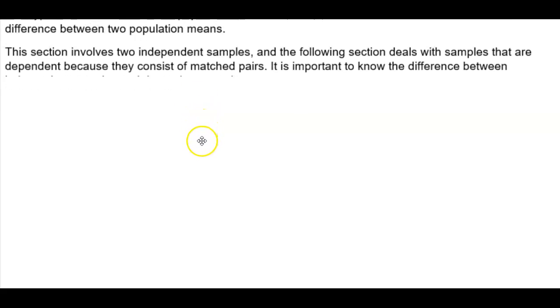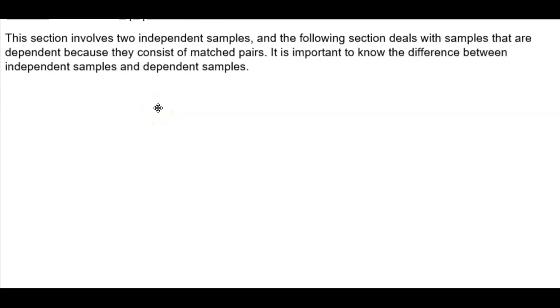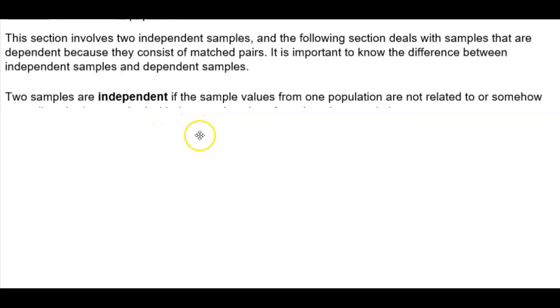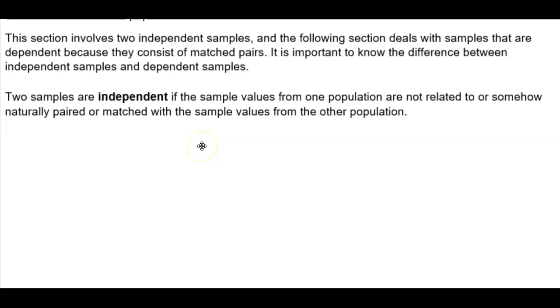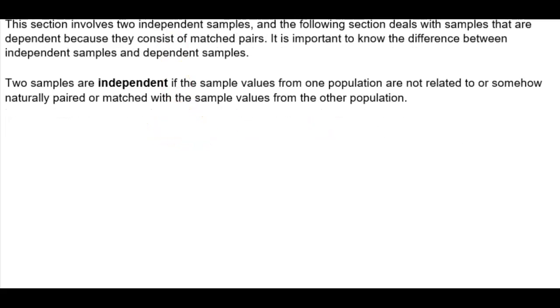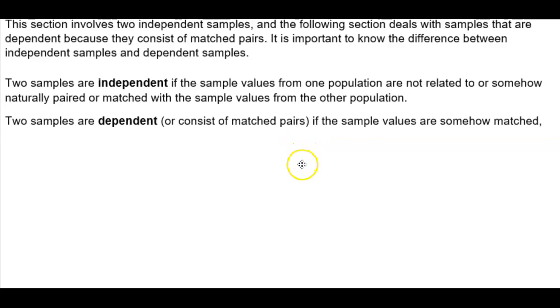Okay, now this section involves two independent samples, and the following section deals with samples that are dependent because they consist of matched pairs. It is important to know the difference between independent samples and dependent samples. Two samples are independent if the sample values from one population are not related to or somehow naturally paired or matched with the sample values from the other population.